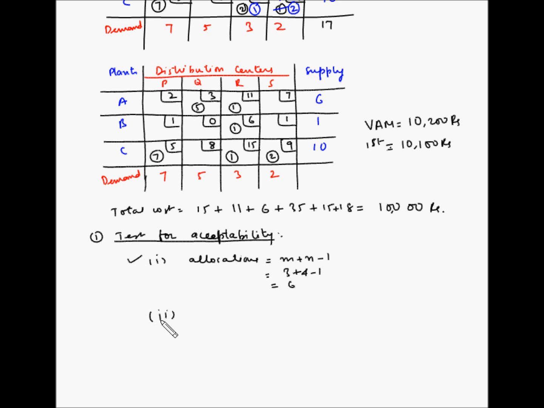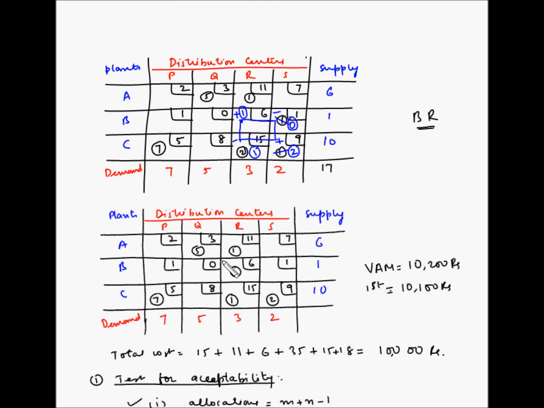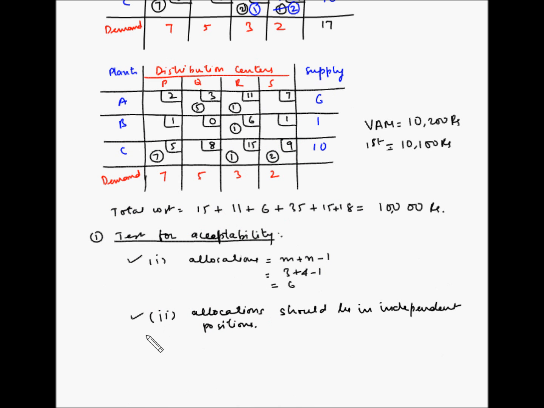The second condition is the allocations should be in independent positions, which means that we should not be able to create a closed loop through the allocated cells using horizontal and vertical lines without reversing the route. So if you check, all the allocations are in independent positions, so this condition is also met.